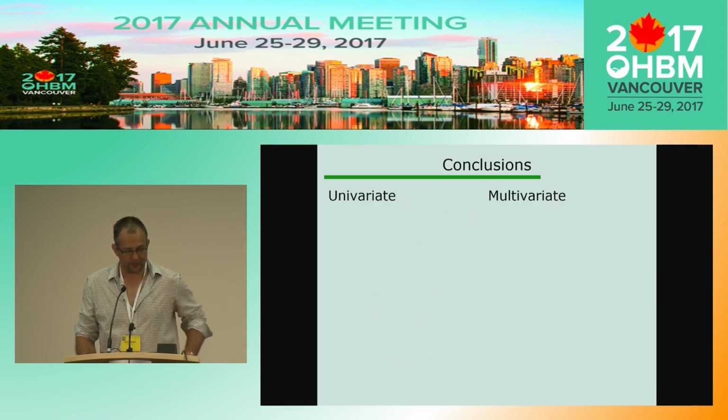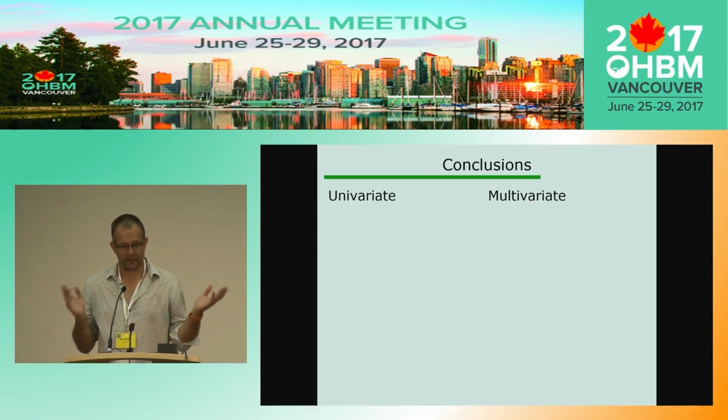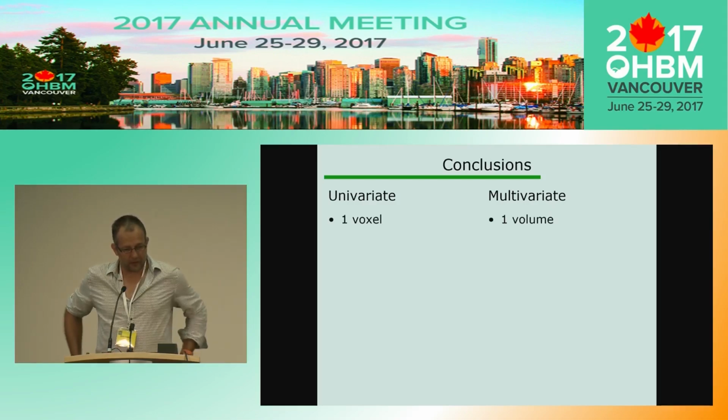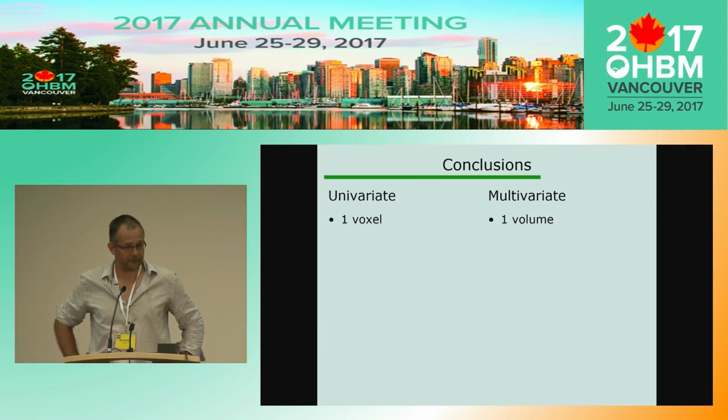So, conclusion. I'll just put here in two columns. The key thing is lots of people are used to univariate and they're trying multivariate things. And there are fundamental differences between these things. That's what I was trying to highlight in this talk and what my colleagues will be explaining for the rest of the day. So literally the key thing is, univariate works with one voxel at a time. Multivariate, you work with one volume.